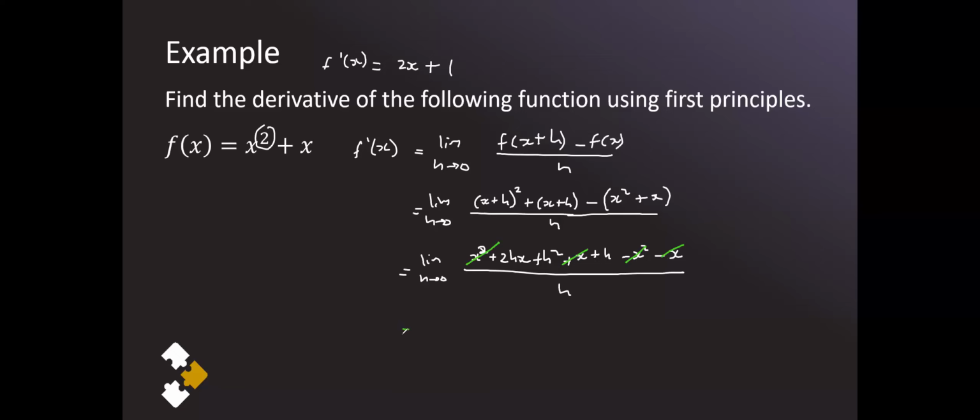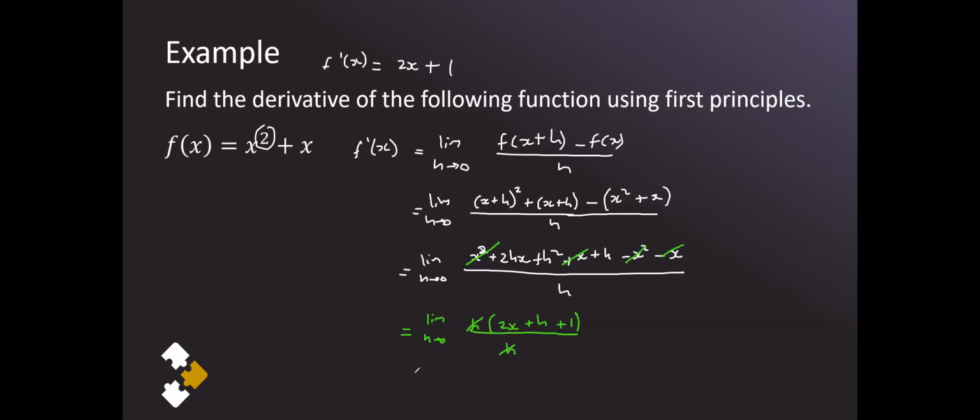Okay, now I'm going to take out a common factor of h. So the limit as h approaches 0, don't drop it. If you drop it, you drop a mark. So h outside, what's going to be left? 2x plus h plus 1. These two cancel each other out.